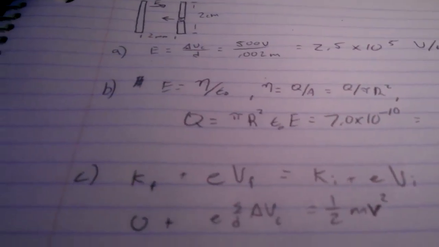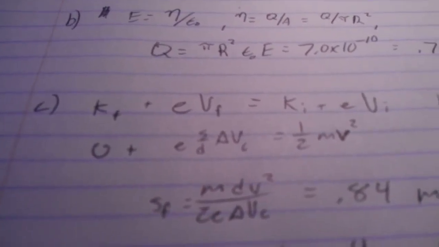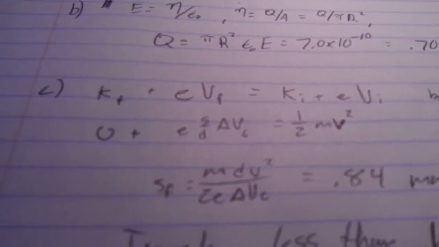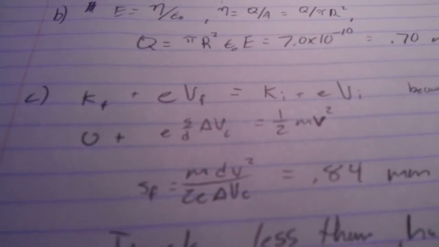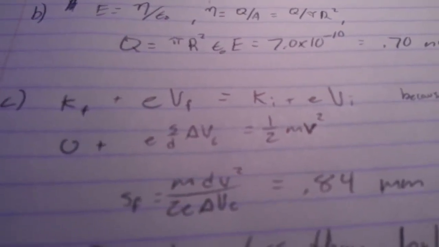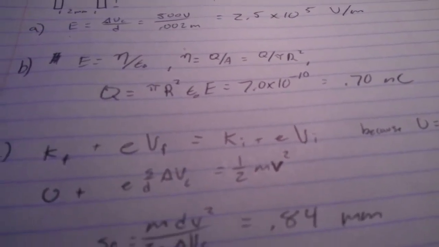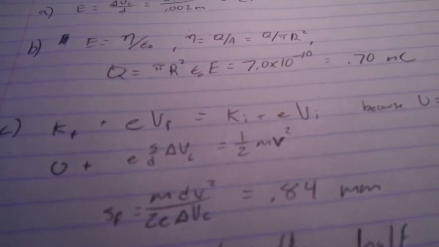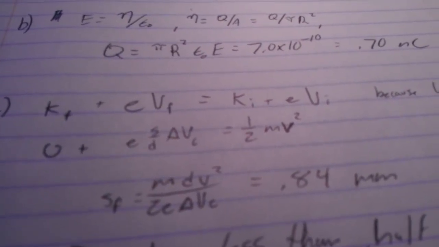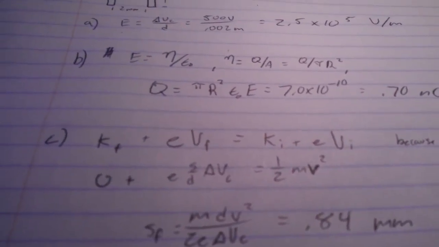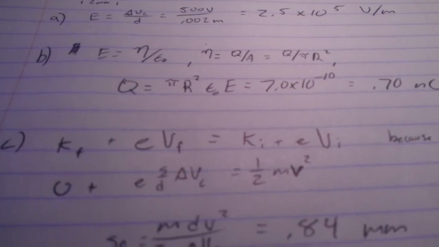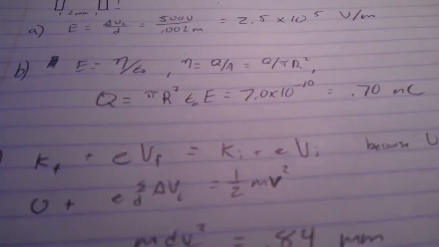And then the final part is part C, asking if the proton is shot from the 0 volt plate to the 500 volt plate, because the 500 volt plate will be repelling that charge. So it's wondering if it'll have that initial speed to get to the other side, or it'll be turned around before that. And so that's what we're going to find out.